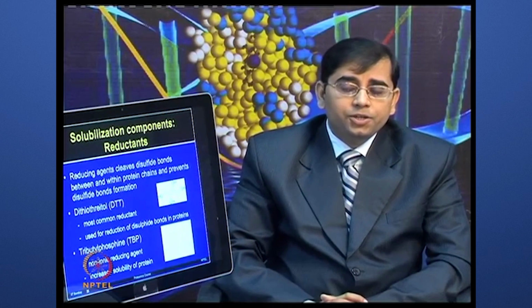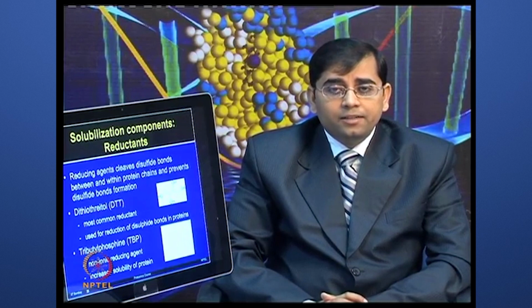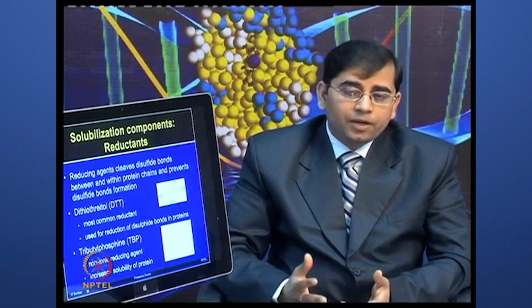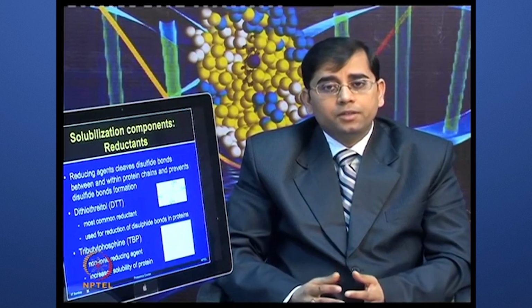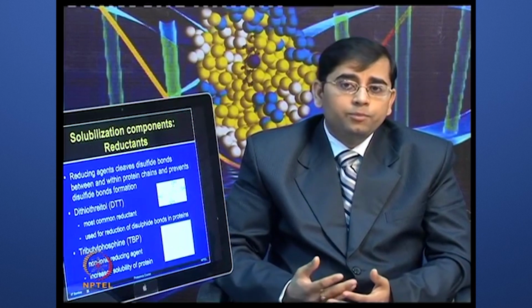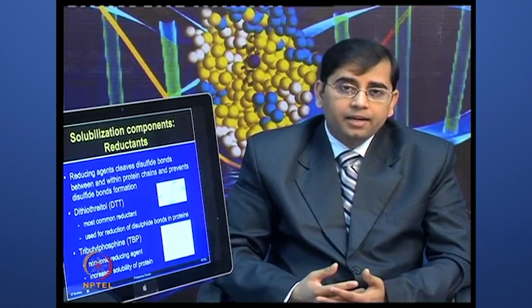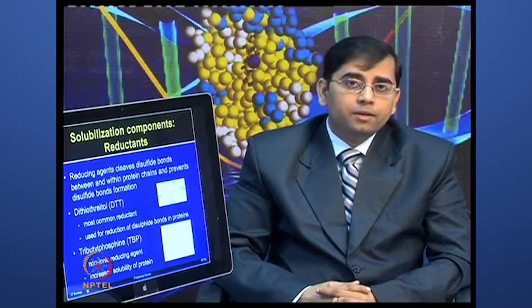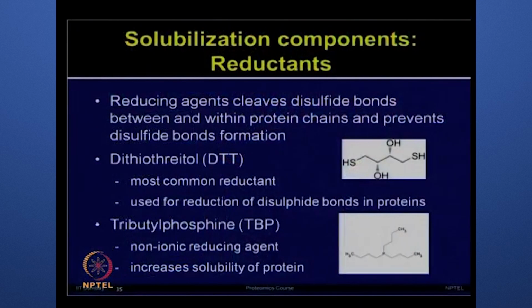In the solubilization, reducing agents cleave the disulfide bonds which are present between and within the protein chains, and prevent disulfide bond formation. Most commonly used reductants are dithiothreitol, DTT, or beta mercaptoethanol. These are used for reduction of disulfide bonds which are present in the proteins.